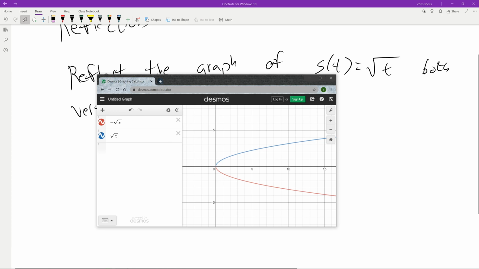So notice that this is an outside or a vertical change and this only affects my output values. My input values are completely the same, right? So because this is an outside change, this is a change in my outputs, that's why the negative sign goes on the outside of the square root here.